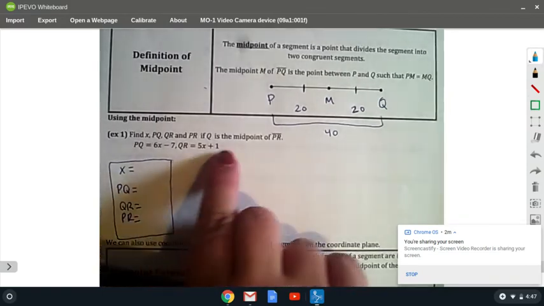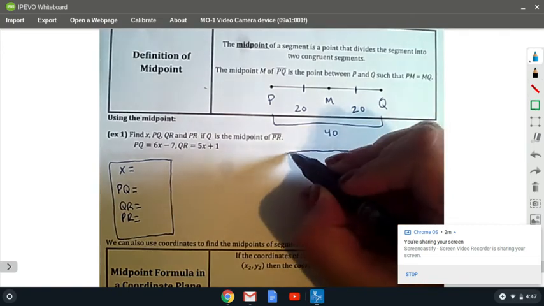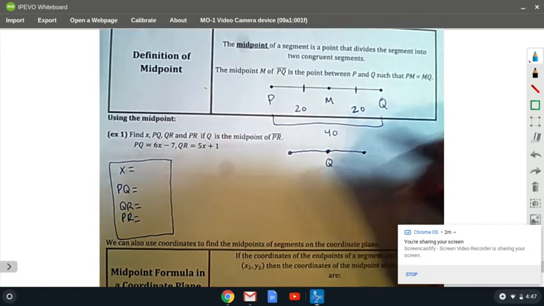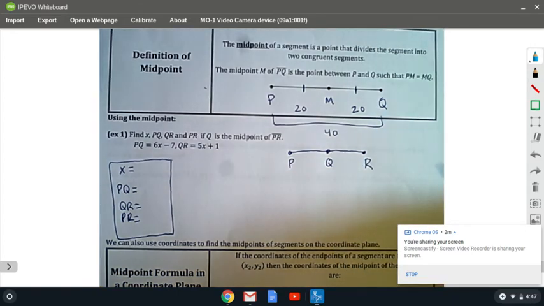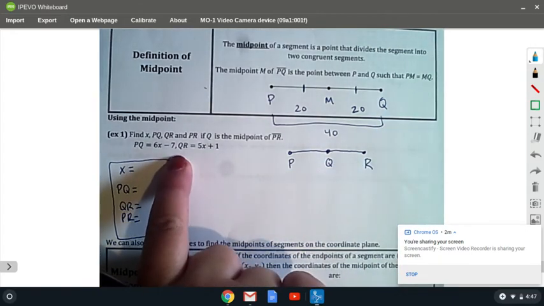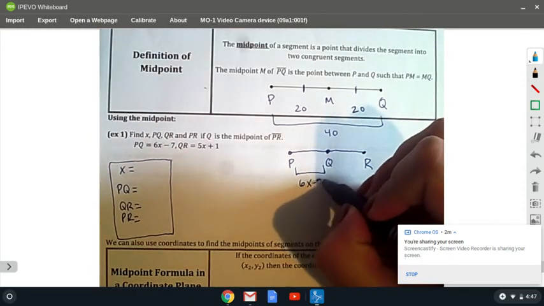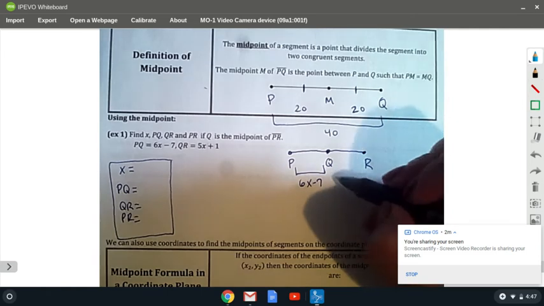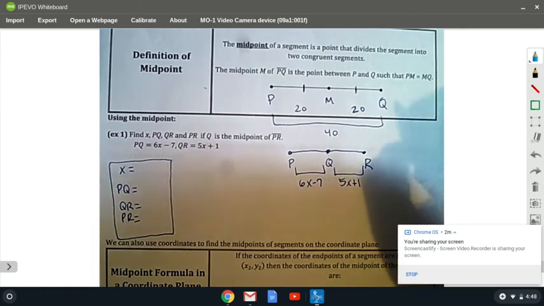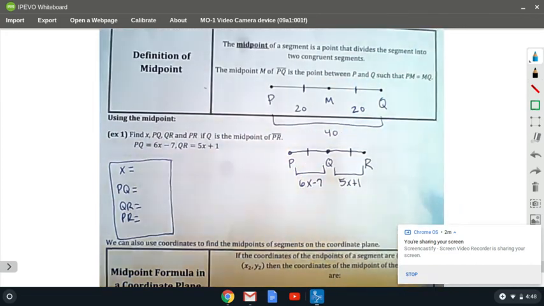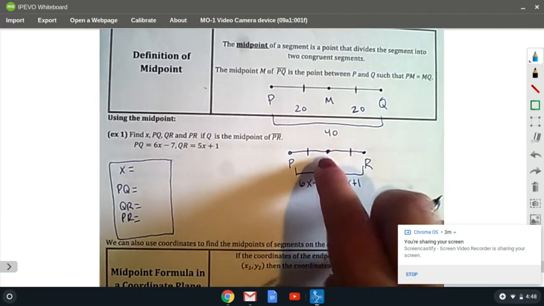They want us to answer that if Q is the midpoint of PR. So I'm going to draw my line. Q is the midpoint, so I'm putting it in the middle, and the segment is PR. Now I can label with this algebra they gave me here. So PQ right here is 6x minus 7, and QR right here is 5x plus 1. We know that these two pieces are congruent. They're equal to each other because that's a midpoint.